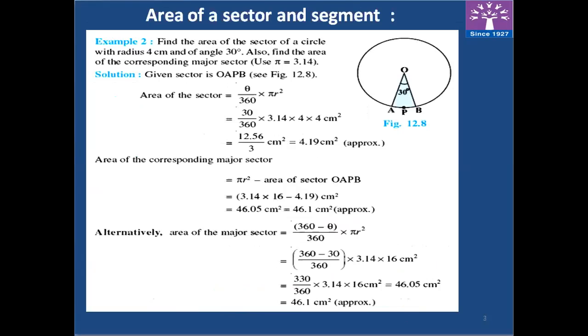Then the next topic is area of a circle for the sector and its segment. Sector is a part of a circle and segment is also a part of a circle. So let us see one example of it. Find the area of a sector.